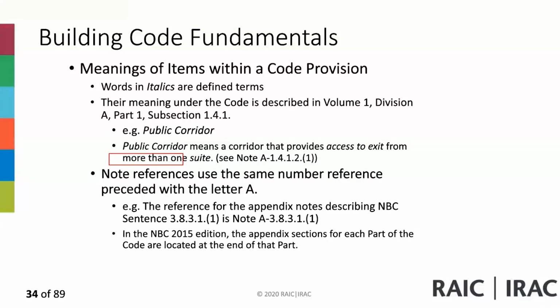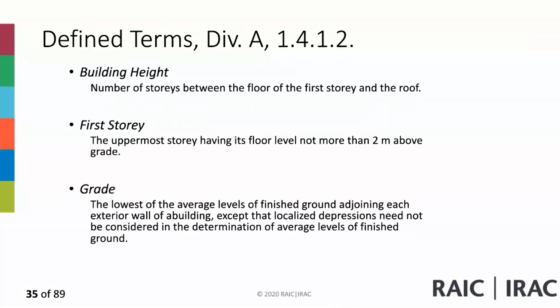Meanings of items within code provisions. Words in italics are defined terms. Their meaning is under Volume 1, Division A, subsection 1.4.1. Note references use the same number reference preceded with the letter A. So we went over that. If you see any note reference in parentheses, it's an appendix note that you go and find clarification on the code language. In the 2015 edition, the appendix section of each part is located at the end of that part. We went through some defined terms, some critical terms to know.